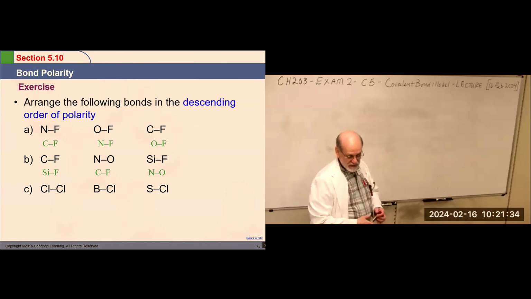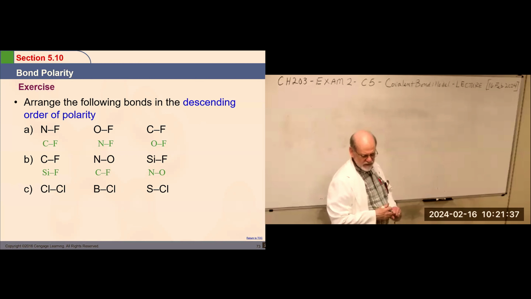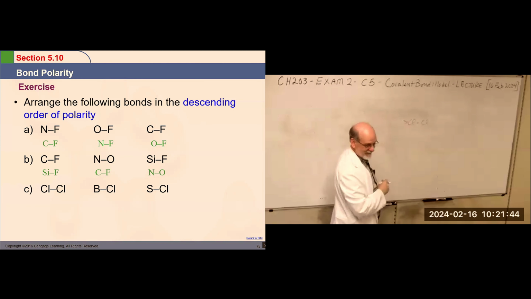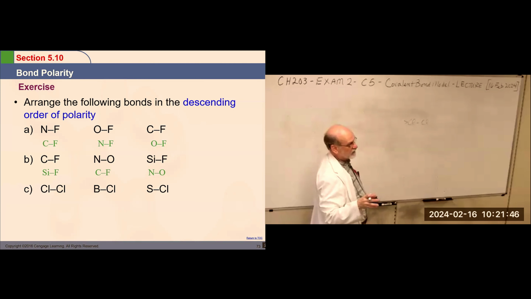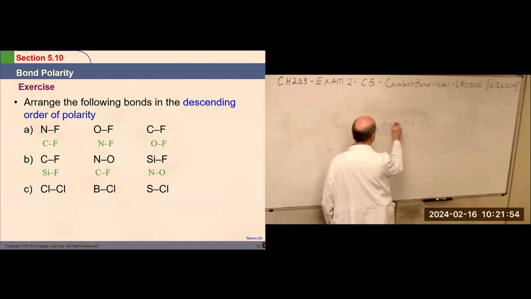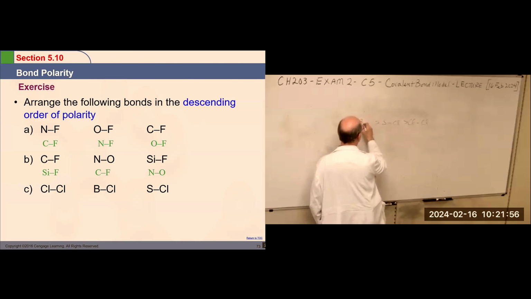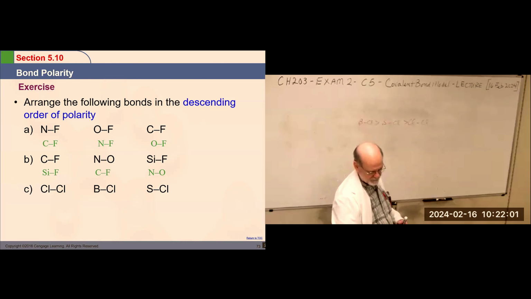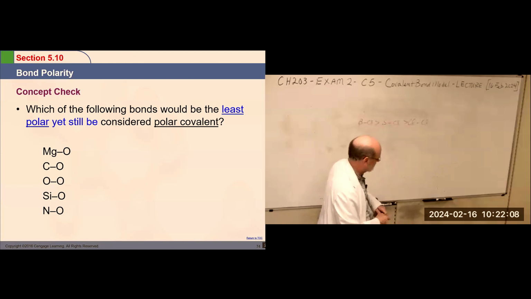All right. The last one, fluorine, chlorine, they're absolutely non-polar. Okay. Boron and chlorine, they're very far apart. Sulfur and chlorine are right next to each other. So sulfur and chlorine would be here. Boron and chlorine would be like that. Boron, sulfur, chlorine, chlorine. Okay.